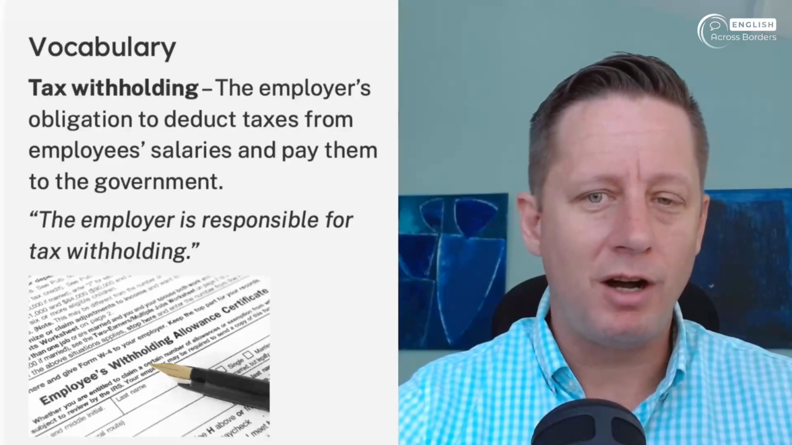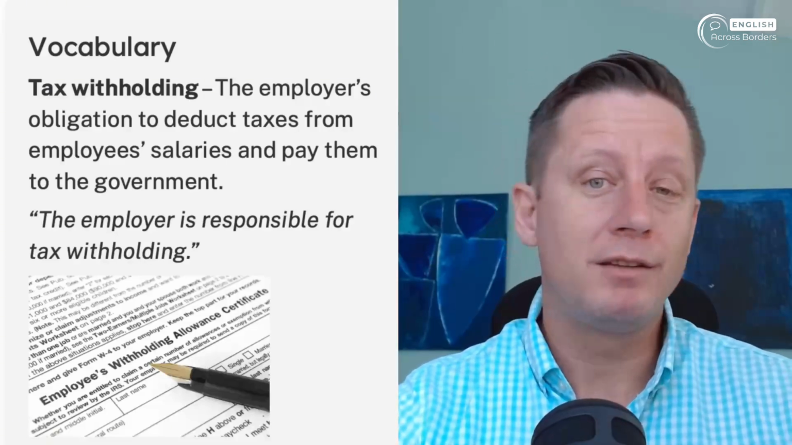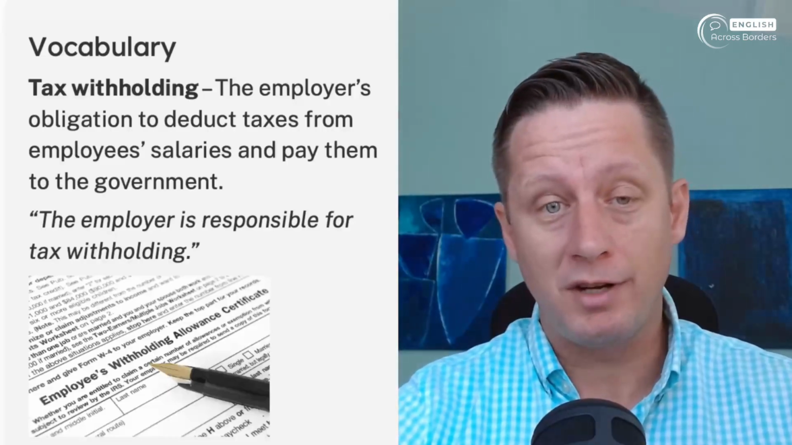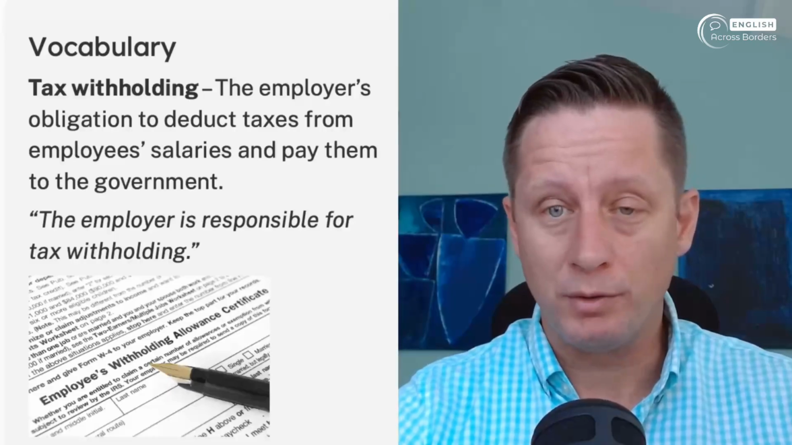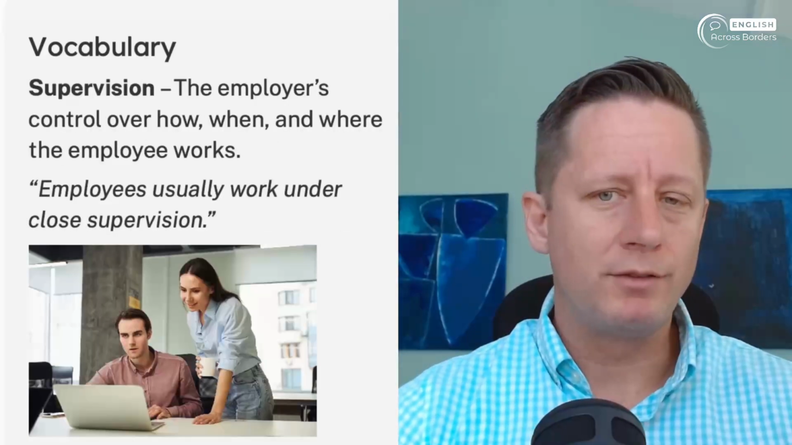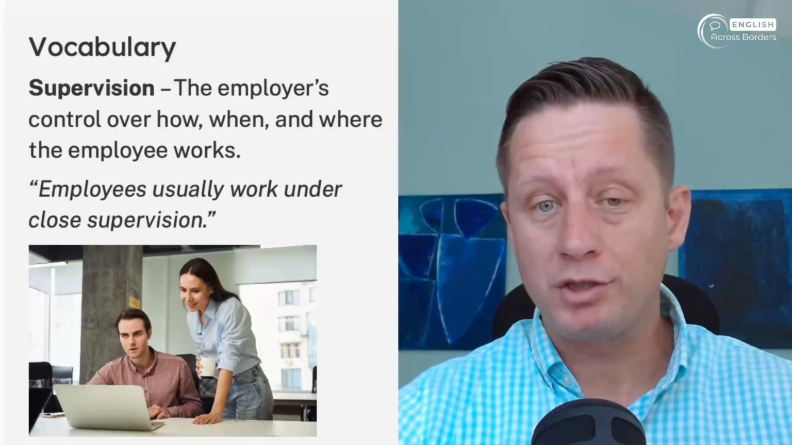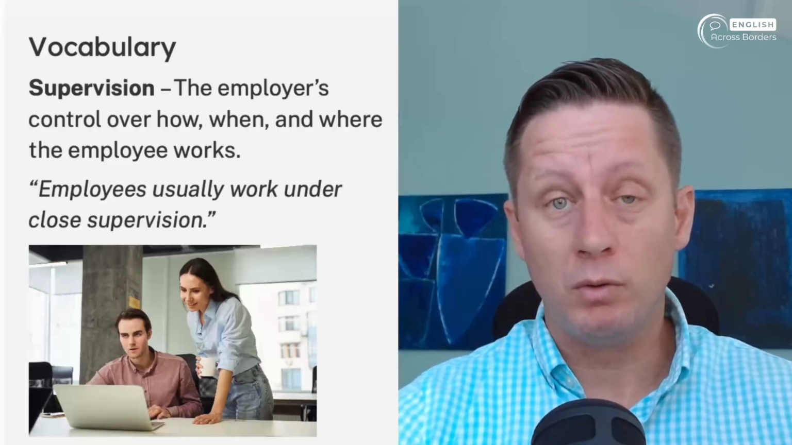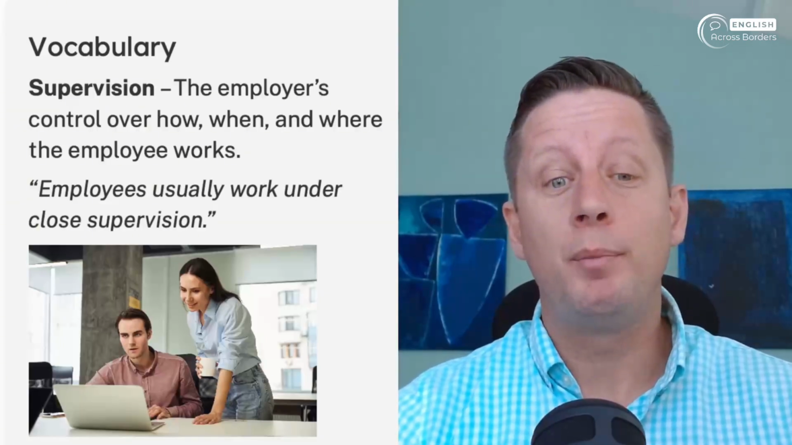The HR officer explains, "Because we withhold tax and pay it to the government for you." Contractors, by contrast, must handle their own taxes. There is no withholding. Supervision means control. Employees work under the employer's direction. They follow schedules, company policies, and orders. Contractors, on the other hand, have independence.